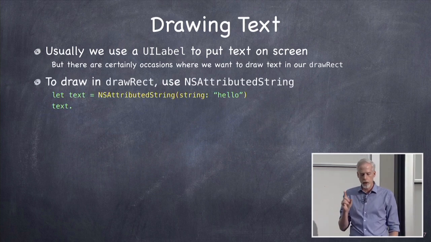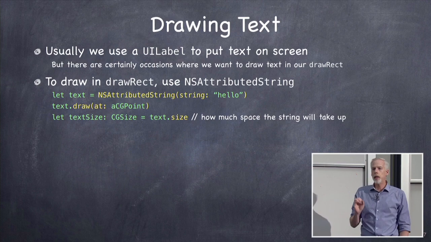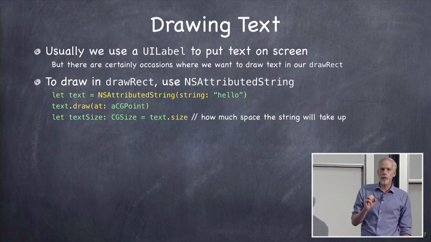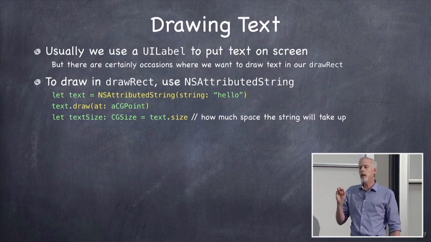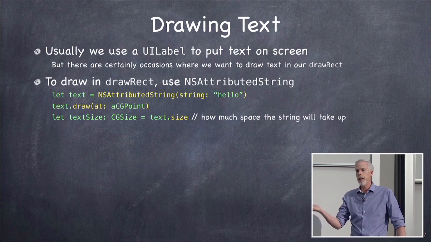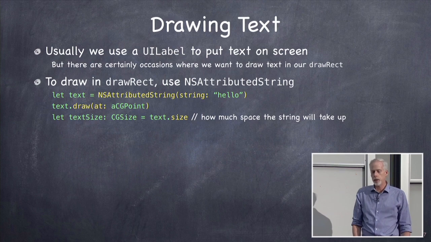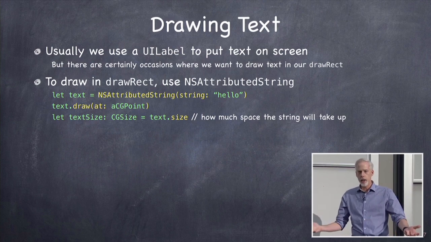So sometimes you want to draw in drawRect, right? You want to actually draw in there. And the way you do that is with a class called NSAttributedString, okay? So NSAttributedString is not a string. It's not related in any way, actually, to String. And it's not even an NSString, which is the old Objective-C style string that was indexed by ints, whereas the Swift one is indexed by String.Index, unfortunately. It's neither of those. It's its own thing, okay?